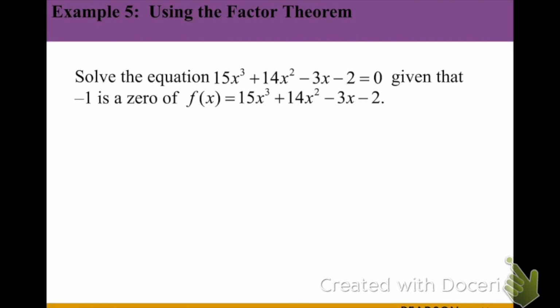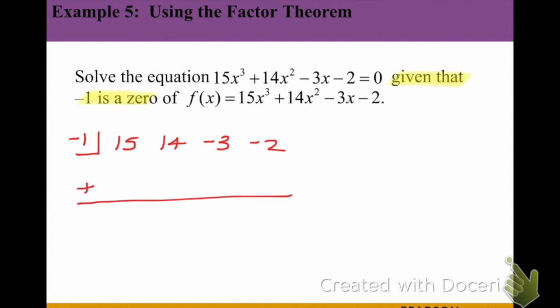So let's go ahead and try this and show how it's going to help us find all the zeros for a polynomial that is greater than degree 2. Like in this case, it says solve the equation, which is 15x cubed plus 14x squared minus 3x minus 2 equal to 0, given that negative 1 is a 0. Well, by the factor theorem, if negative 1 is a 0, then we can use that in synthetic division. We know that x plus 1 must be a factor of this polynomial, since negative 1 is the 0. So we can use synthetic division here to help us produce the other factors.